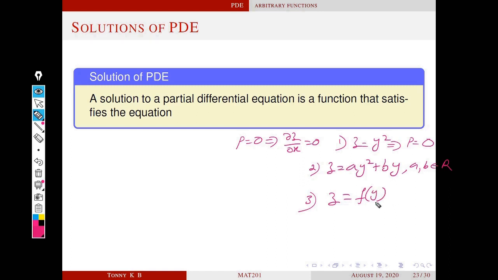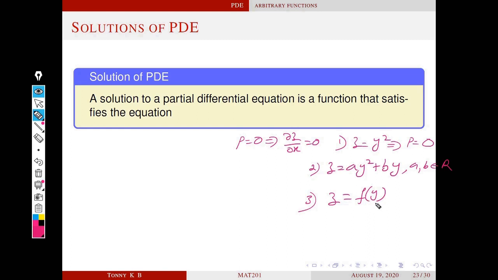One is a solution involving an arbitrary function. That solution is called the general solution. Another is a solution involving arbitrary constants. That solution is called the complete solution or complete integral. And what about this solution, z equal to y square? We get this solution by substituting a equal to 1 and b equal to 0. So you can derive this solution from this complete integral. Solutions derived from the complete integral by substituting values for the arbitrary constants are called particular solutions or particular integrals. Clear? We will see the formal definitions in the next slide.